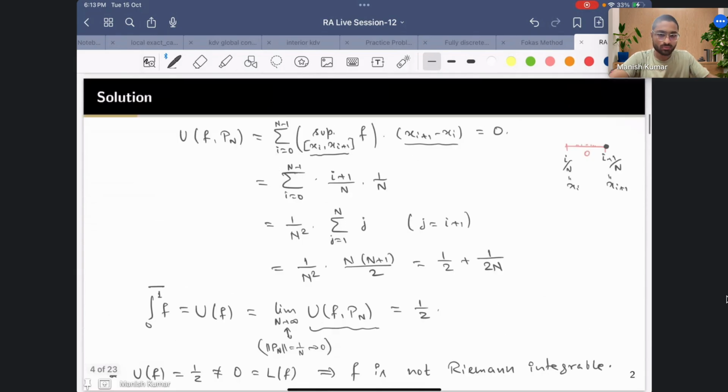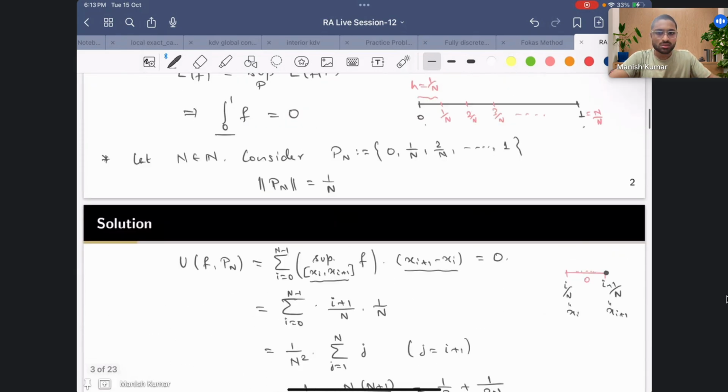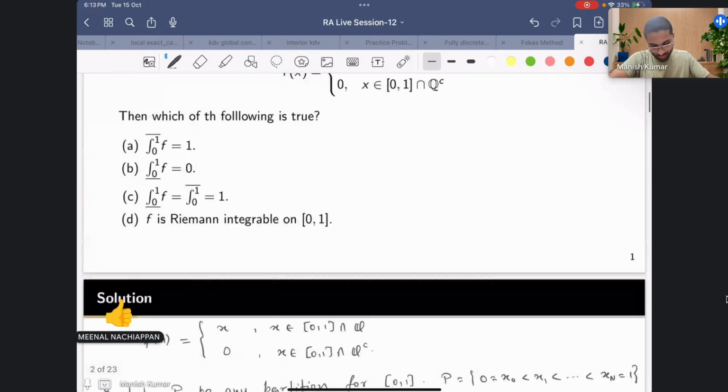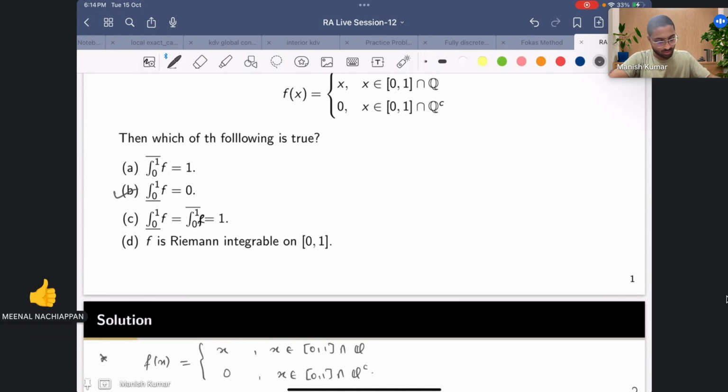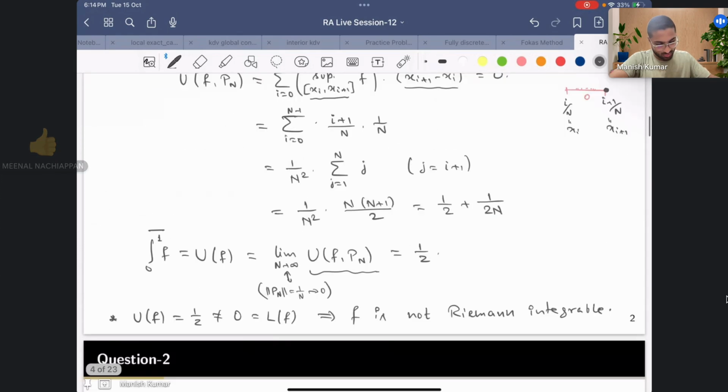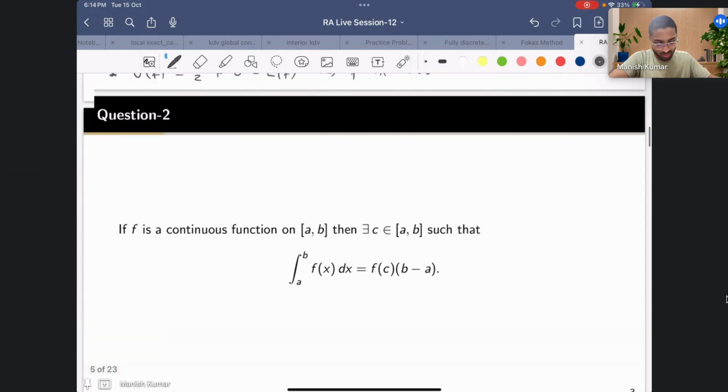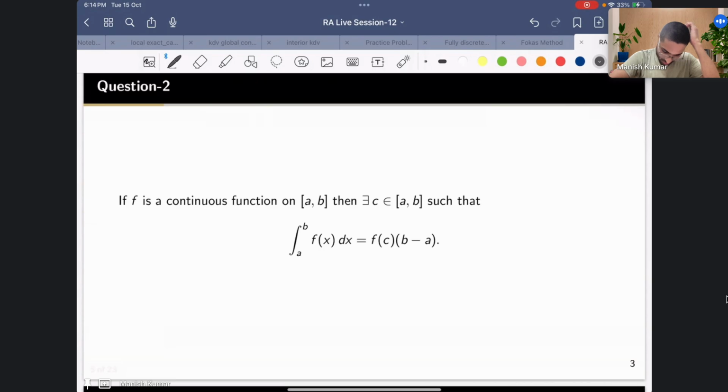Okay, is this clear? So the correct option would be this, and that's all. So here f is missing. Is this clear? Okay, so this was a basic problem related to integrability. Okay, so now this is another problem.